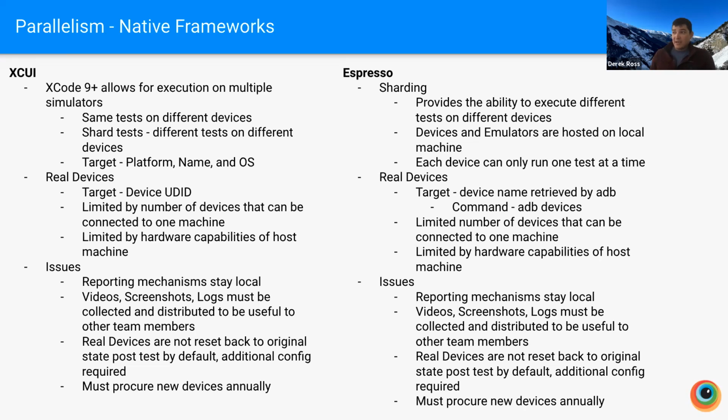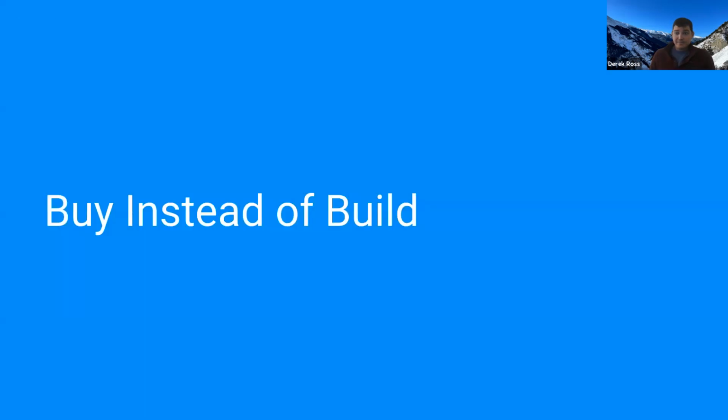We're limited by the hardware capabilities of the host machine, and we run into the issues that we run into with Appium and XCUI with local execution of video, screenshots, logs, and building all the debugging infrastructure around it. So why should we buy instead of build, and what options do we get?